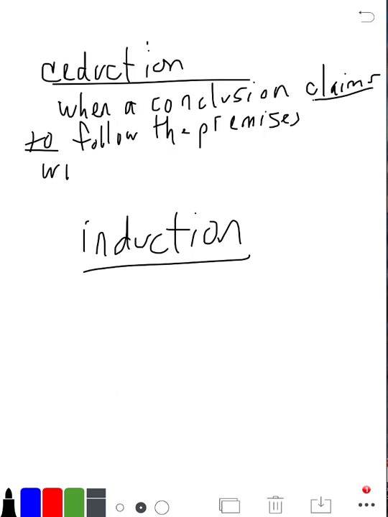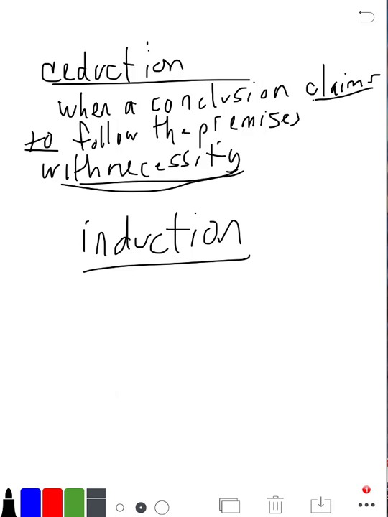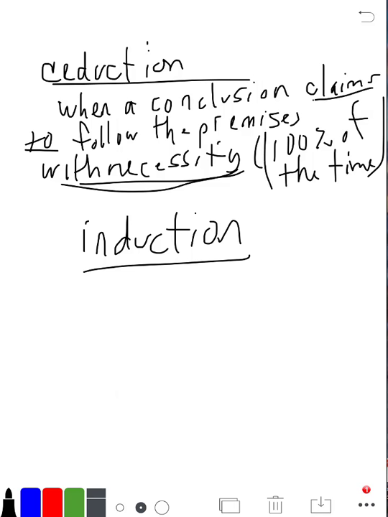And what typically here what we mean is with necessity. Okay, this is important. We mean 100% of the time. So make sure you know that. In other words, the reason why math would be deductive is because it's claiming that, hey, if 1 plus 1, what do we know? With certainty, it has to equal 2. So that's the kind of thing we mean by deduction.